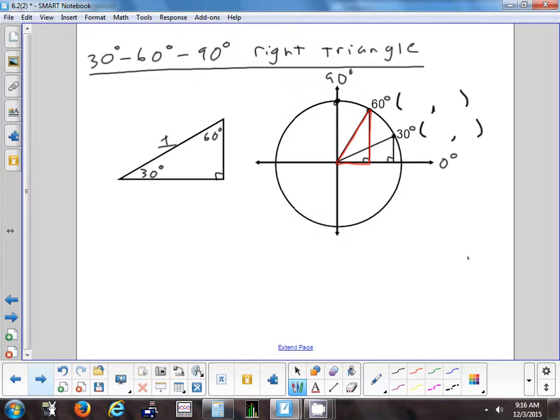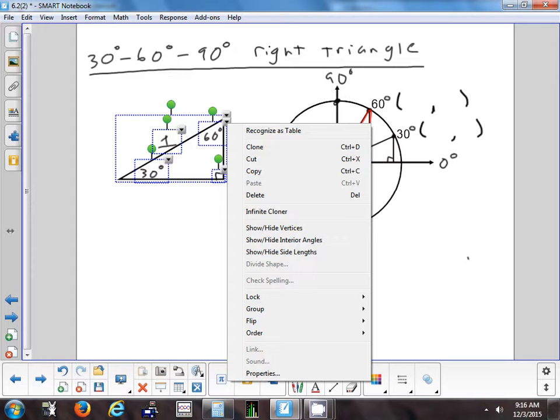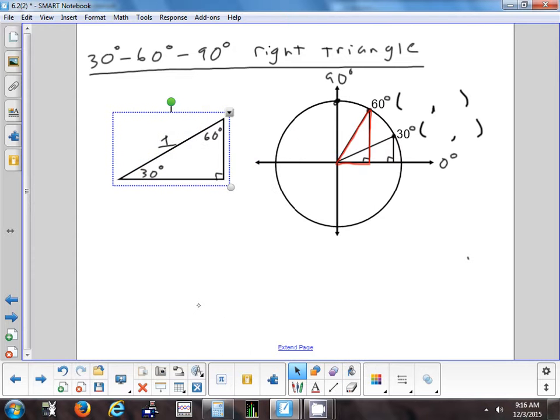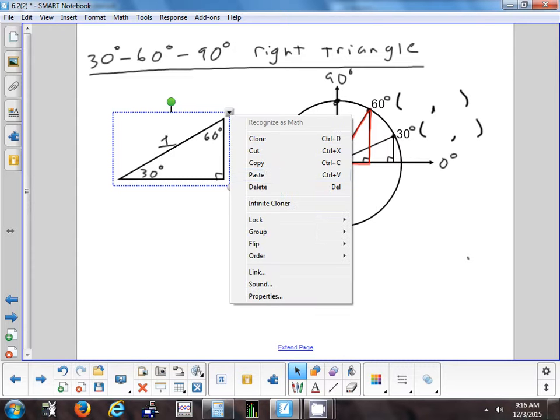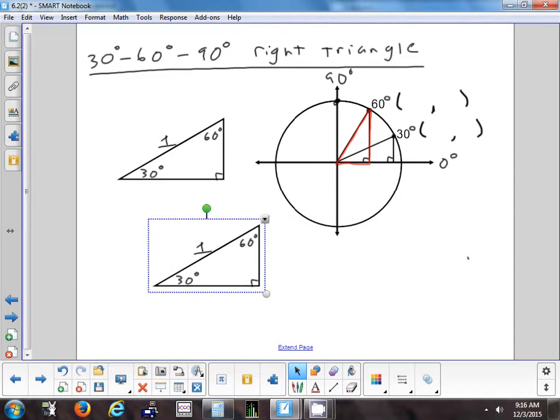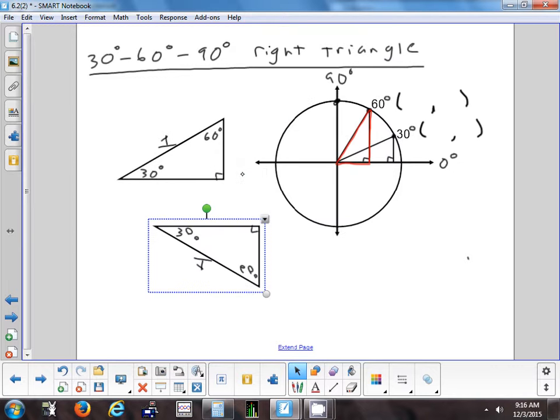Unfortunately, 1 is not part of the coordinate. I need the bottom side, and I need the height. All right, so this is a little bit of a trick to figure out how we do this. Okay, I'm going to take this triangle, group everything, make a copy of it, paste it, and flip it like this.